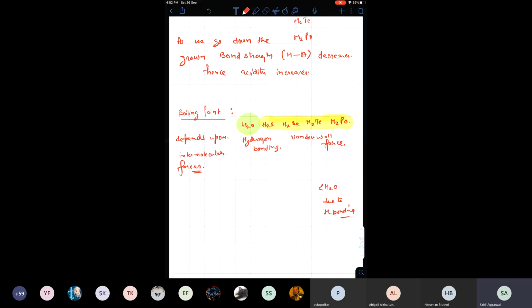What about others? H2Po has maximum van der Waals force due to maximum size, and minimum van der Waals force is due to minimum size. So H2Po, H2Te, H2Se and H2S, this will be the order of boiling point. Understood?